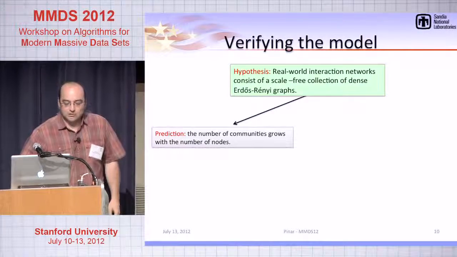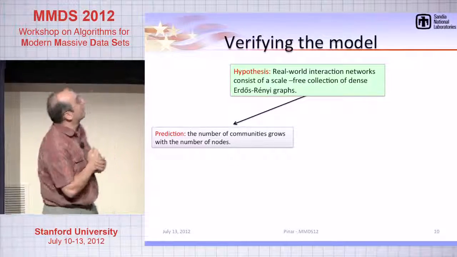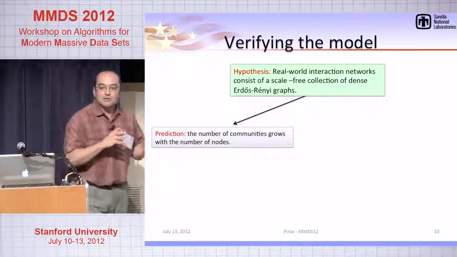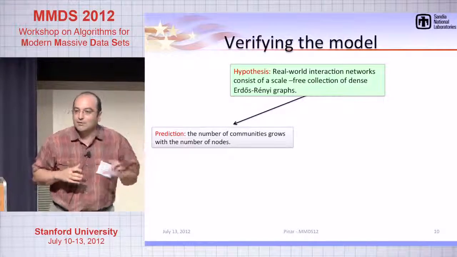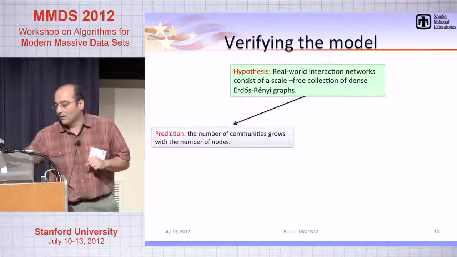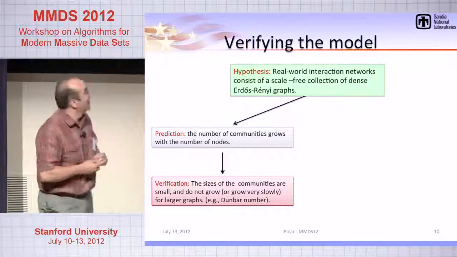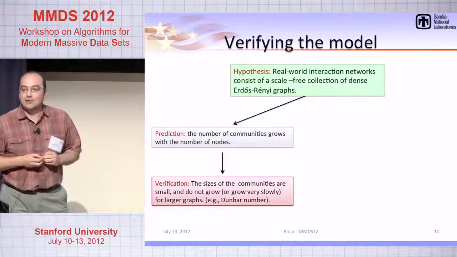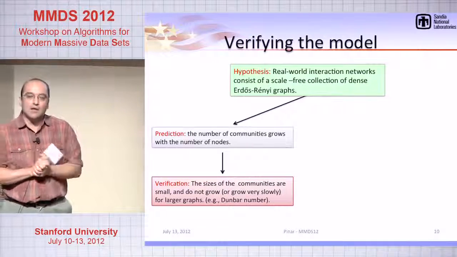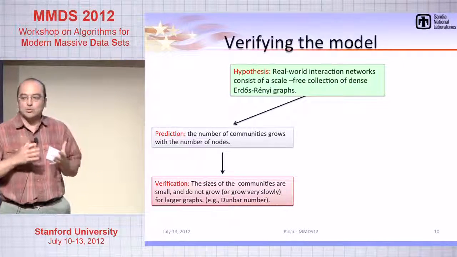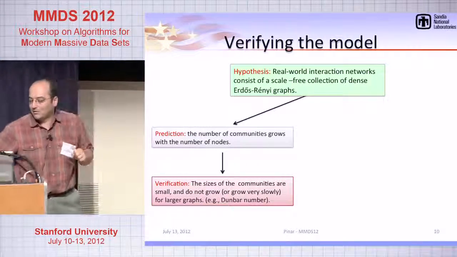And if the claim is true, the number of communities in a graph should grow with the number of nodes. That means the size of the community should be a constant. It should not grow linearly. And actually, if you look at all the results in the literature, and some of the authors are here, we know that the communities don't grow. They're very small. Like 200 is a critical number. The size of the communities does not grow as the graphs get larger and larger. And the famous claim is here, the Dunbar number.